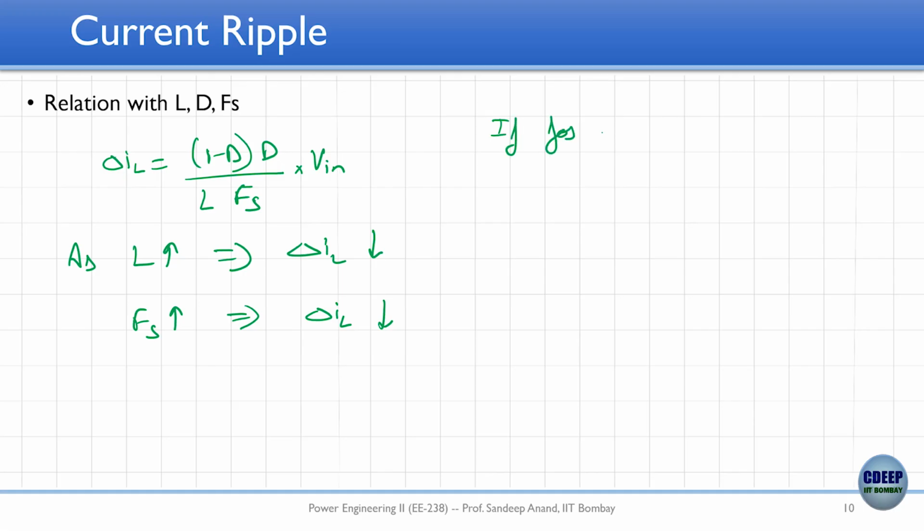For a given delta IL, how to reduce L? Why do you want to reduce L? Because the value of inductance determines the size of the inductor, right? What is the total energy stored in the inductor? Half L i square, right? So if you can reduce the L, you can reduce the size of the inductor, right? And therefore I want to reduce L. I want to make the converter as compact as possible. So if I have to do that, what should I do? I should increase Fs, right?